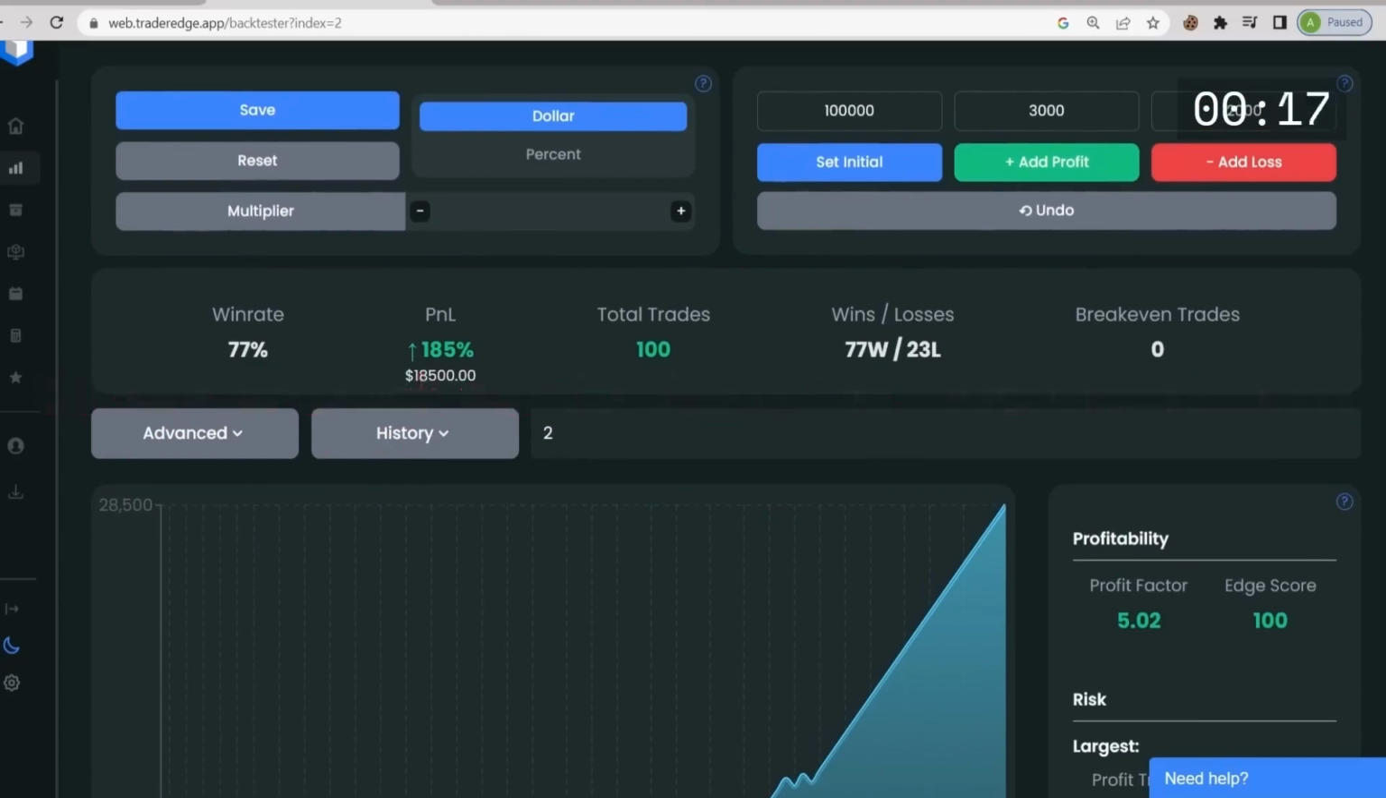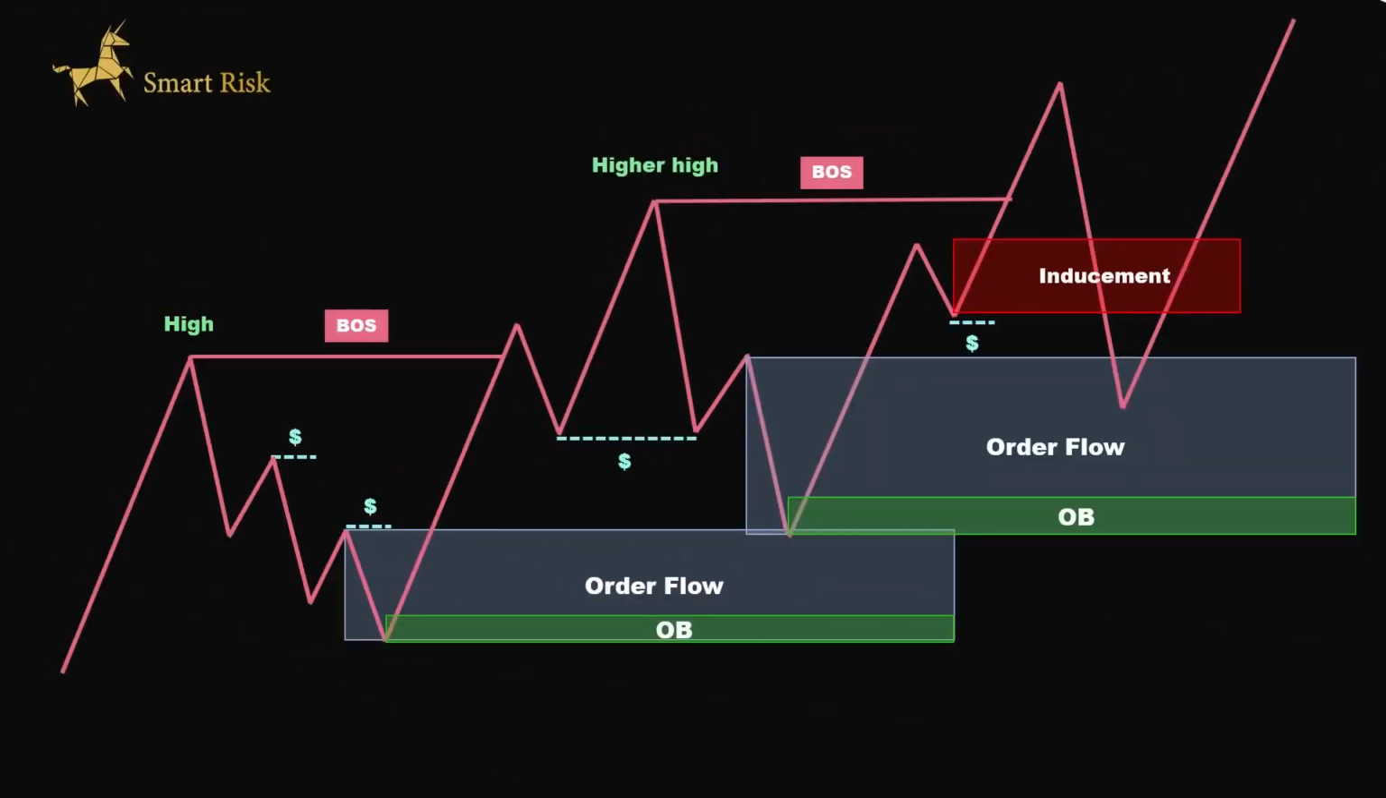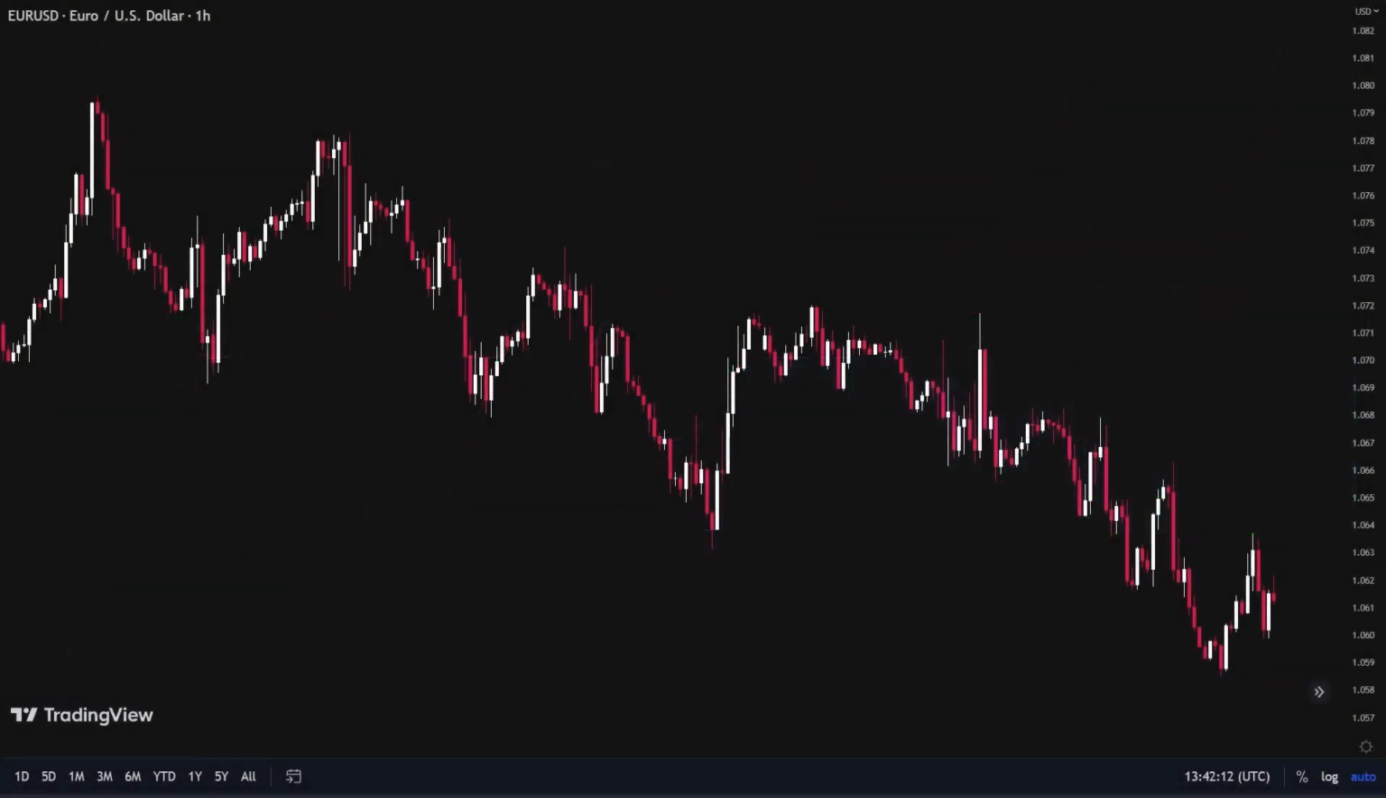So, let's take a look at some real order flow examples on the price chart and see how we can spot them in the market. So we have the Euro-Dollar 1-hour time frame price chart displayed on the screen. It's worth noting that you can identify order flows on any time frame, and it's not dependent on the time frame you choose. If you're using a higher time frame to spot order flows, you can always switch to lower time frames for entry opportunities.